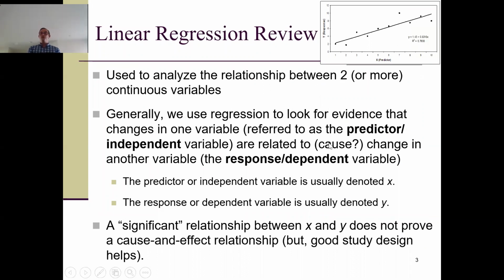So a little bit of an overview of linear regressions. It's really to understand the relationship between two different variables, two different continuous variables. To be able to look at that, we need a predictor and an independent variable that is the potential cause of that other variable for changing, the response versus the dependent variable. The predictor variable or the independent variable is usually denoted as an X. The response variable or the dependent variable is denoted as Y.